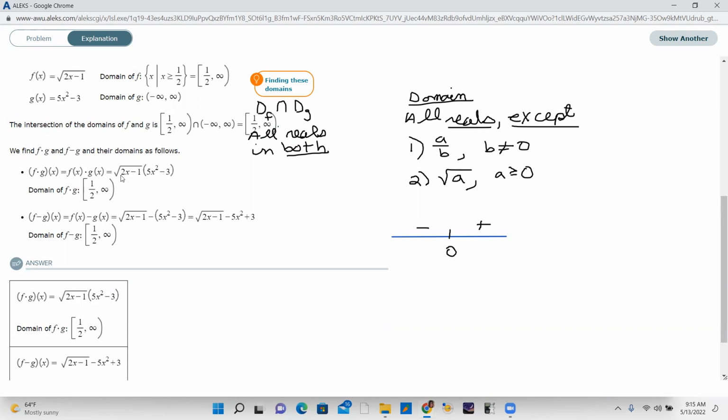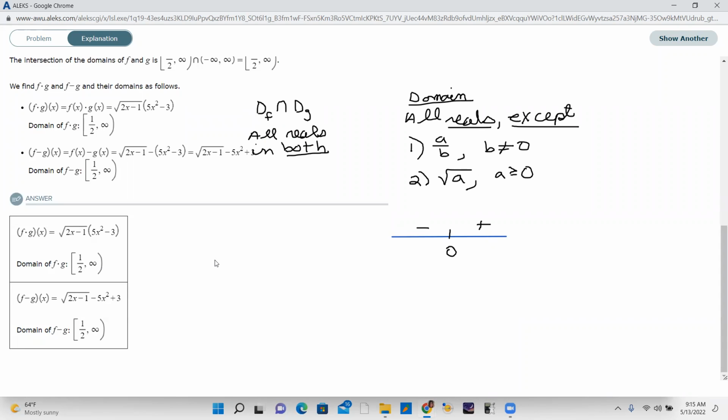So for F times G, they just left it like that, with parentheses here, and the domain is the restricted one, because it has to work in both pieces. And same here, when you subtract, you distribute the negative, and it's the restriction of both pieces.